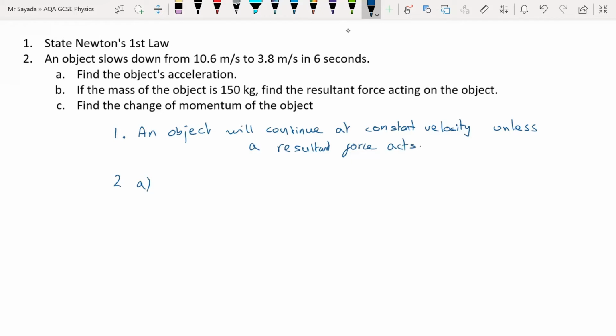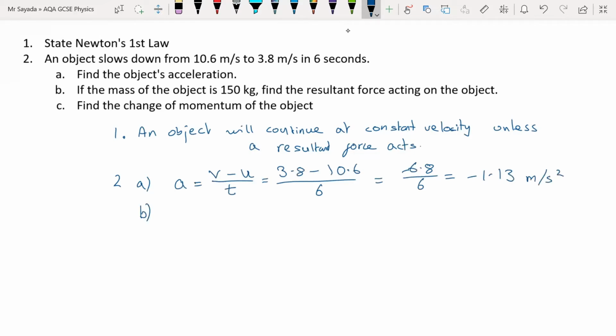So 3.8 minus 10.6, that's minus 6.8. So that's the change in velocity. The minus shows that it's slowed down. Divided by 6 gives minus 1.13. And then the units of acceleration are meters per second squared.